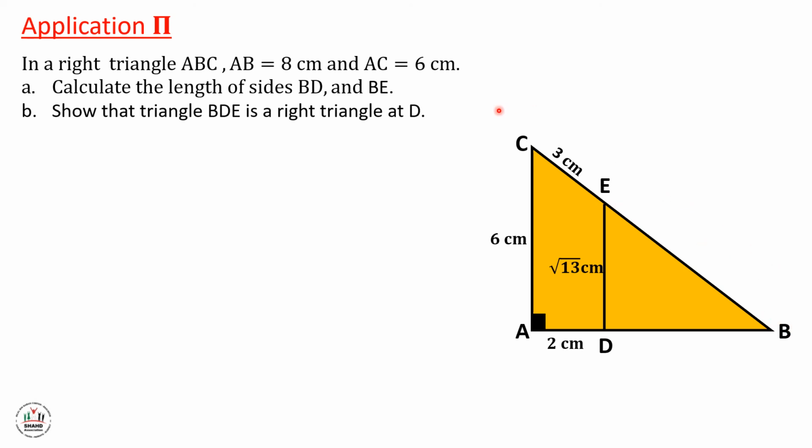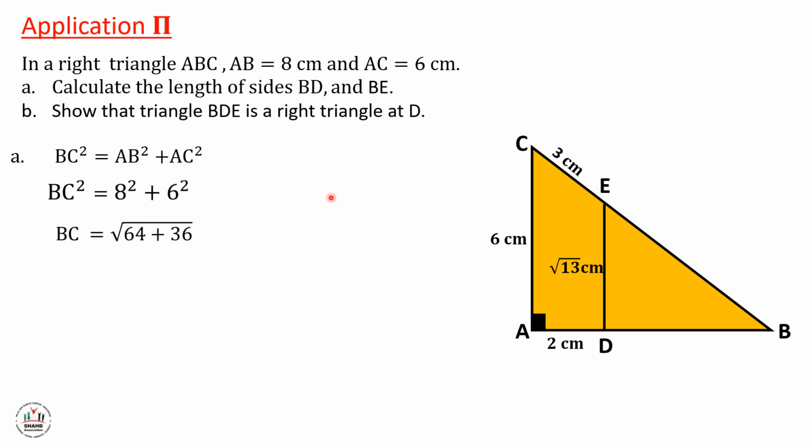But here we don't have the total length of BC, so we should calculate it. And it's obvious that BC is the hypotenuse for triangle ABC. So we can apply Pythagoras theorem to calculate the length of BC. BC square equal to AB square plus AC square. So BC square equal to 8 square plus 6 square.